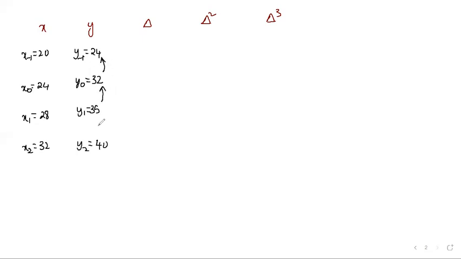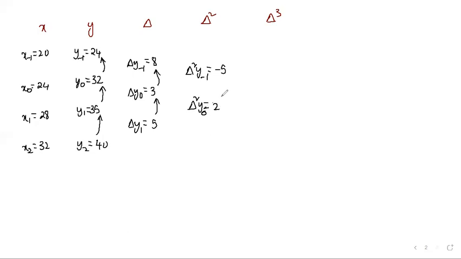The differences between these, we get the first difference. Del y minus 1 is equal to 32 minus 24 is equal to 8. Del y0 is equal to 3, and del y1 is equal to 5. Again differences, we get the second difference: del square y minus 1 is equal to minus 5. Del square y naught is equal to 2. Third difference, del cube y minus 1 is equal to 7. So this is the difference table.